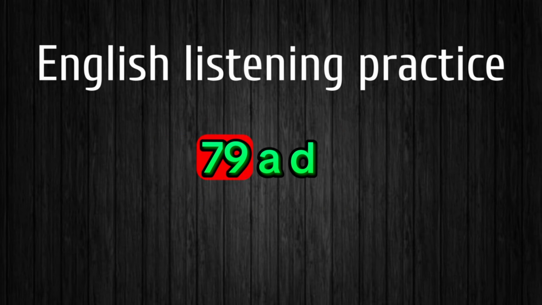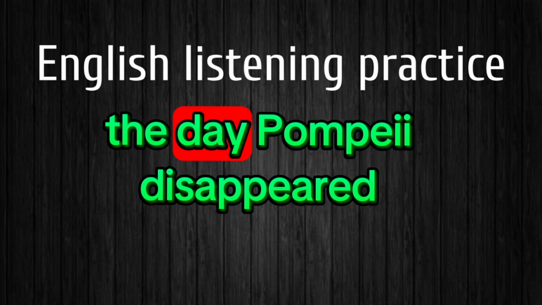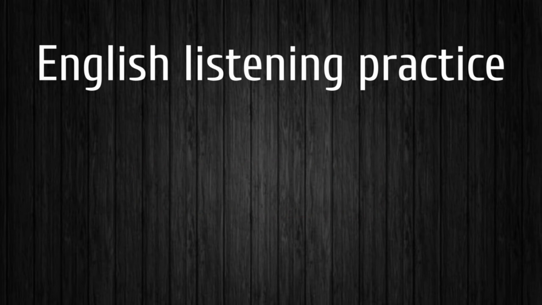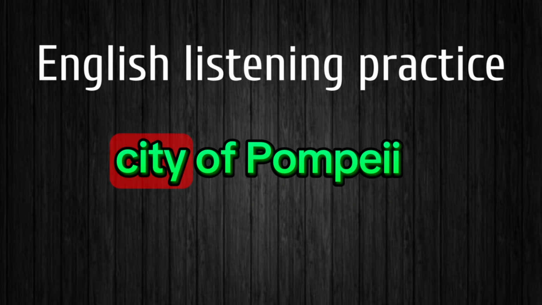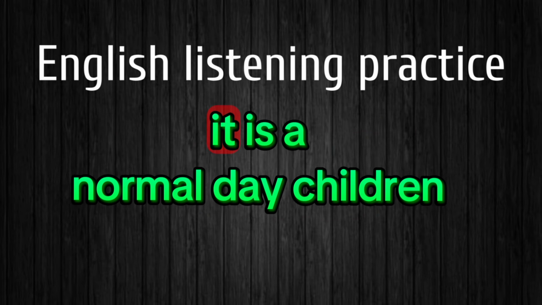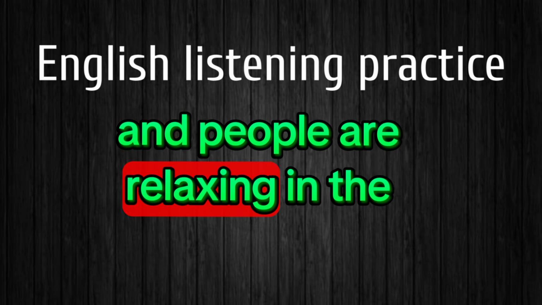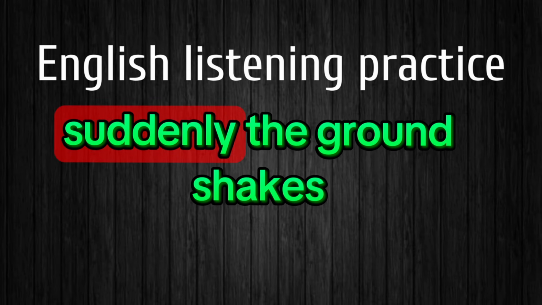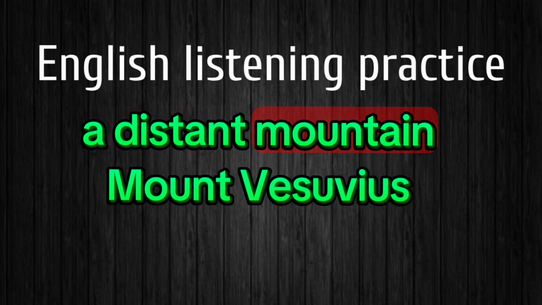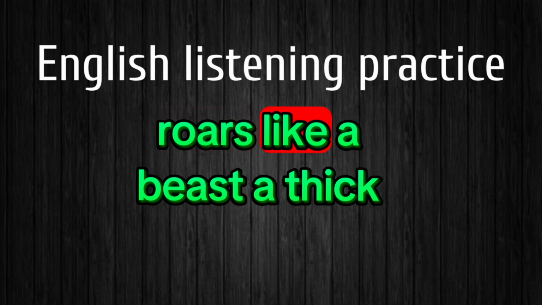1. 79 AD, the day Pompeii disappeared. The sun rises over the Roman city of Pompeii. It is a normal day. Children are playing, merchants are selling goods, and people are relaxing in the public baths. Suddenly, the ground shakes. A distant mountain, Mount Vesuvius, roars like a beast.